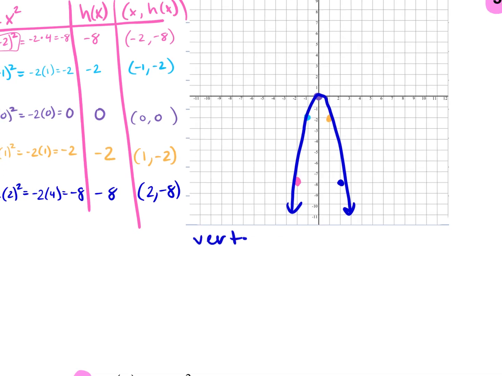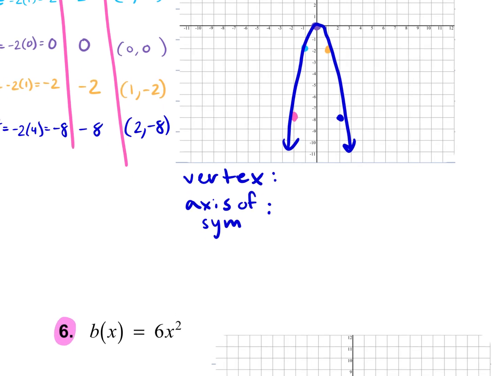Let's find all of the important information from our graph. So let's find our vertex, our axis of symmetry. There will be questions that you'll have to do this for on the quiz. Some might just be just graph, but just for extra practice, we're going to find the important stuff here. So vertex, axis of symmetry, domain, range, and increasing and decreasing.